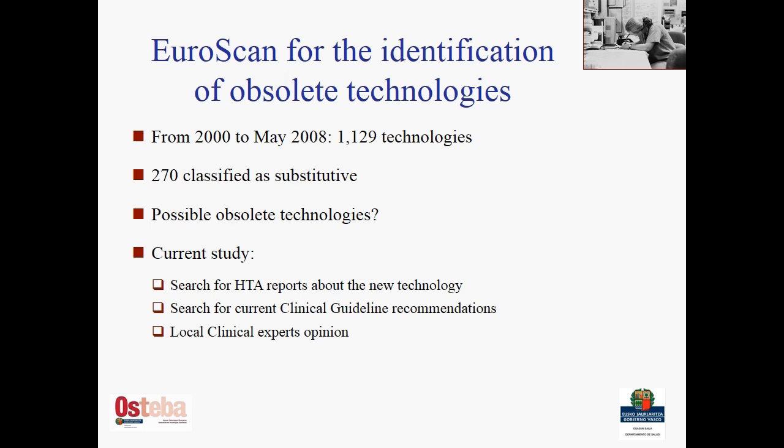So in this exercise, we identified in this period more than 1,000 technologies that could be obsolete. Almost 300 were classified as substitutive, and we are performing more studies, searching in the HDR reports about new technologies and the clinical guidelines recommendations that mention what is better to do and what shouldn't be done. And you will have a source of information about what could already be superseded by new opportunities.